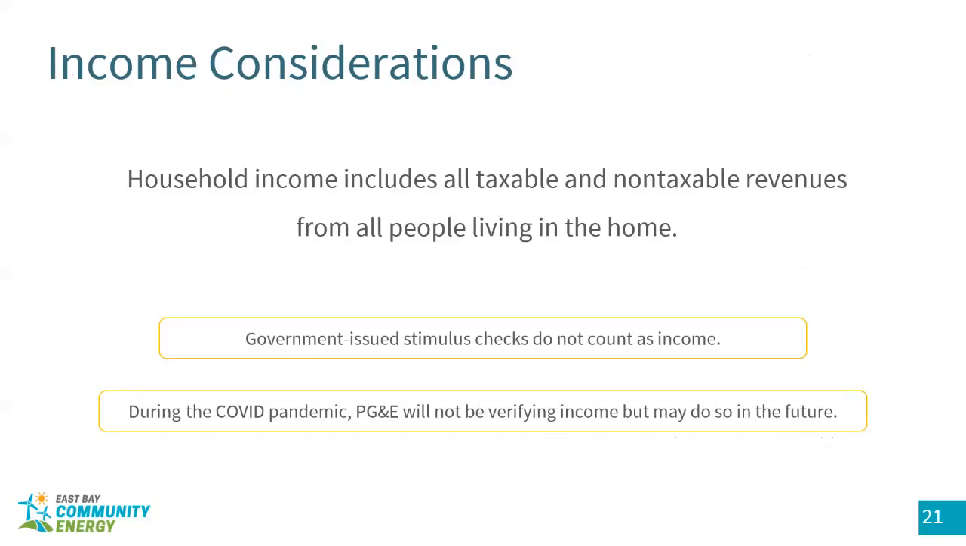For household income, this includes all taxable and non-taxable revenues from all people living in the home. Do note that the most recent government-issued stimulus checks do not qualify as income. You don't need to count those towards your yearly income. And while PG&E is not verifying income statements during the COVID pandemic, and it's unclear when they will resume, they will likely do so at some point in the future, seeing this is a key feature of the CARE eligibility process.